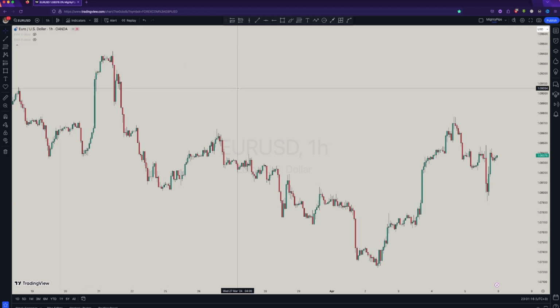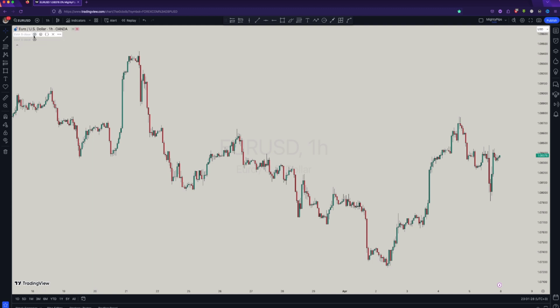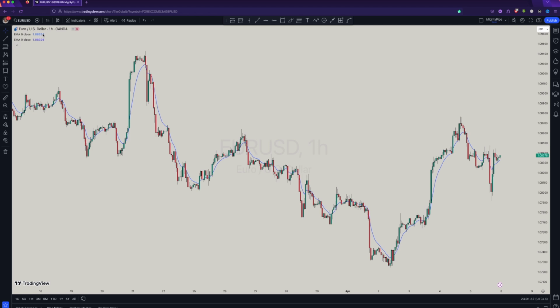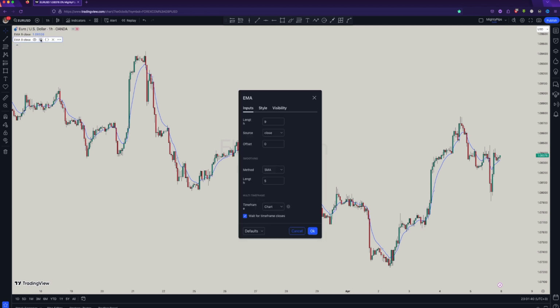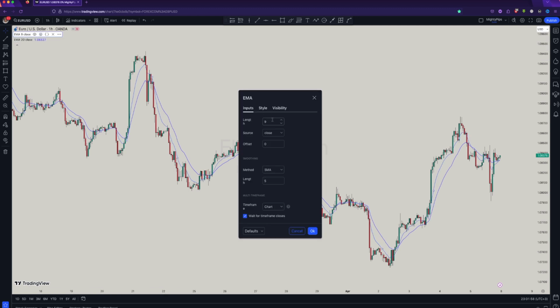Okay, so moving averages, you're going to go to indicators on TradingView and then you're going to search moving average. I have mine here, moving average exponential, and I've loaded two moving averages. So what you're going to do is edit the moving average. You're going to go to settings and change them. Okay, you're going to use a 20 period simple moving average, and then you click OK, and then you're going to use a 200 simple moving average.